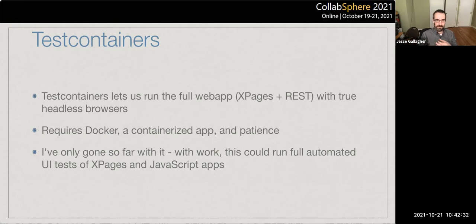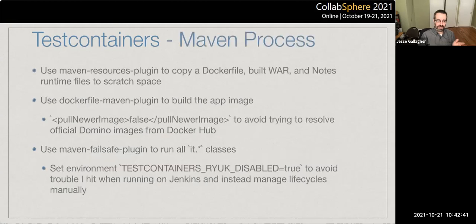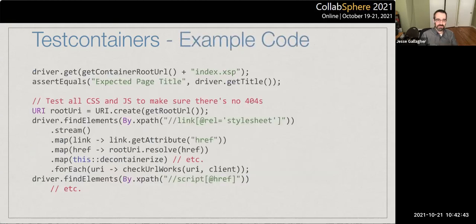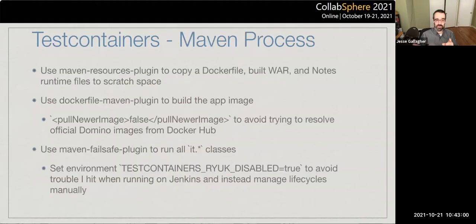Once you have all this containerized and you have Docker, you just need a little patience. You can go much further than I have. All I do so far is have some tests that get the index.xsp page and make sure the title is what I think. Then it makes sure that all the style sheet references work and aren't 404s, and that all the JavaScript references work and aren't 404s. And you can do more stuff, like, because I'm running this with containerized versions of Firefox and Chrome, I could do actual UI testing.